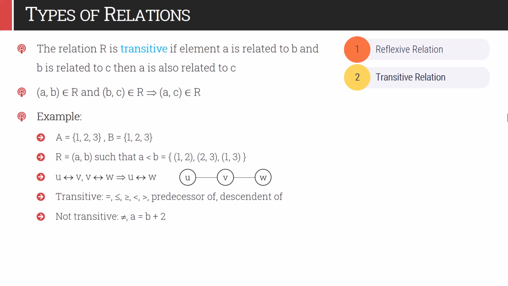Not equal to is not transitive. We can say that 3 is not equal to 5 and 5 is not equal to 3. So there should be a relation 3 is not equal to 3, which is not true. So this is not transitive. Similarly, a equals b plus 2 is not transitive. We can take appropriate values of a and b and we can always prove it's not transitive.